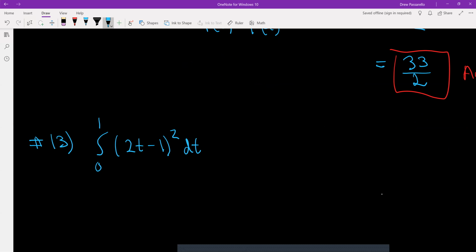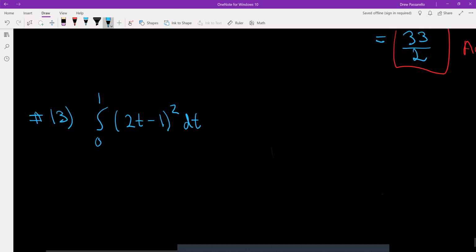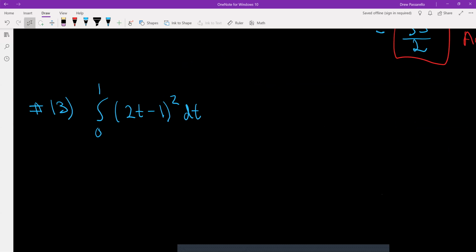All right, so I have (2t minus 1) squared. And right now we haven't dealt with integrating yet something squared like this, where you have a function inside of the parentheses. We'll learn in a next section a quicker way that we can do this, but for right now I'm going to have to expand (2t minus 1) squared.